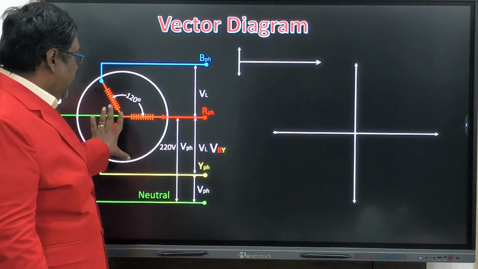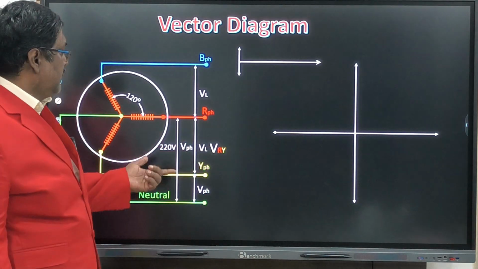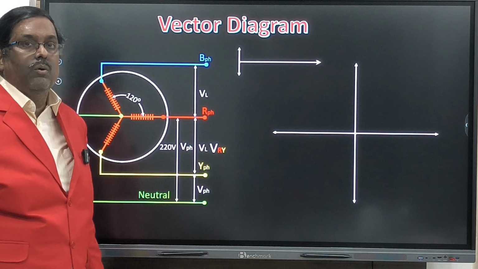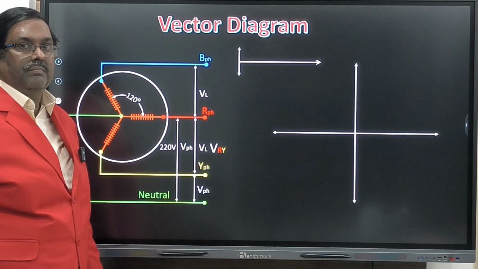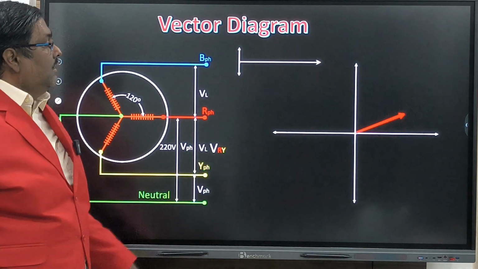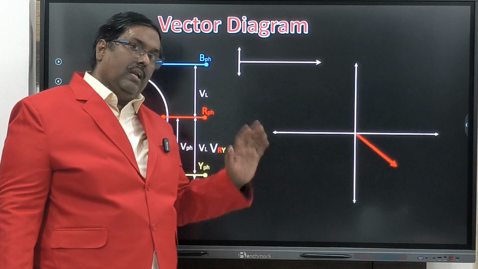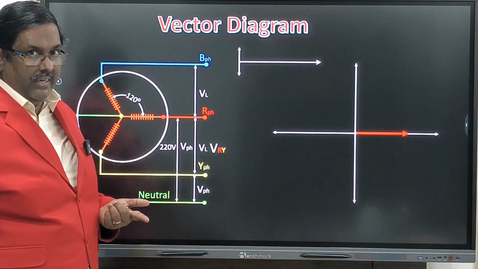See, now I am going to calculate VRY. VRY means between Y phase and R phase, how much voltage? That is called line voltage. We used to call it line voltage. How to calculate it from the vector addition? You will see. I already told you the vector is always revolving in the anti-clockwise direction. I showed only the red phase. Now I am going to start the red phase.